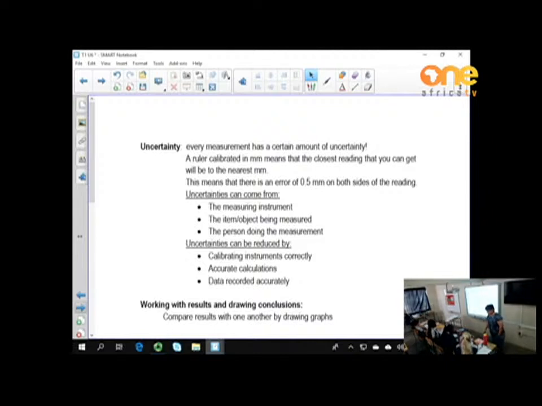Uncertainty. Every measurement that we take has a certain amount of uncertainty. Once again, if we use our ruler calibrated in millimeters, the uncertainty is half a millimeter up, half a millimeter down, or front or back. So a ruler calibrated in millimeters means the closest reading you can get is to the nearest millimeter. You cannot be more accurate than the instrument, and that millimeter reading implies there is an error of half a millimeter on both sides of it. Half a millimeter more and half a millimeter less. So your answer should actually lie within a range.